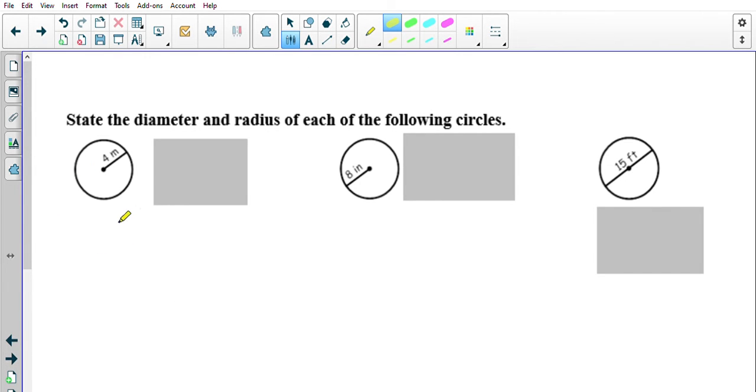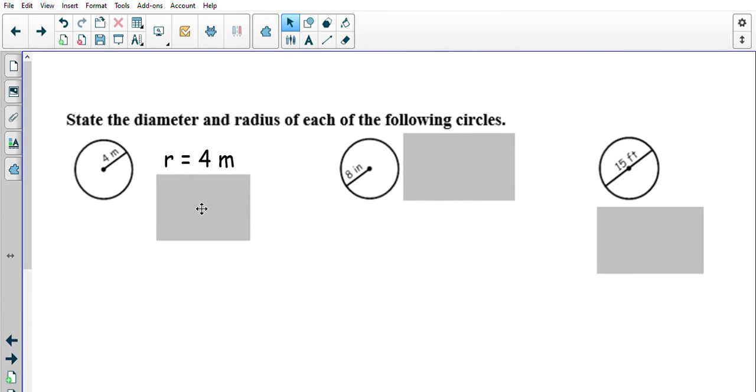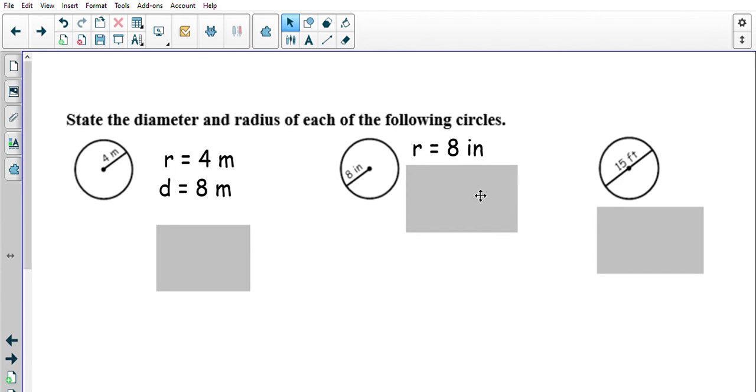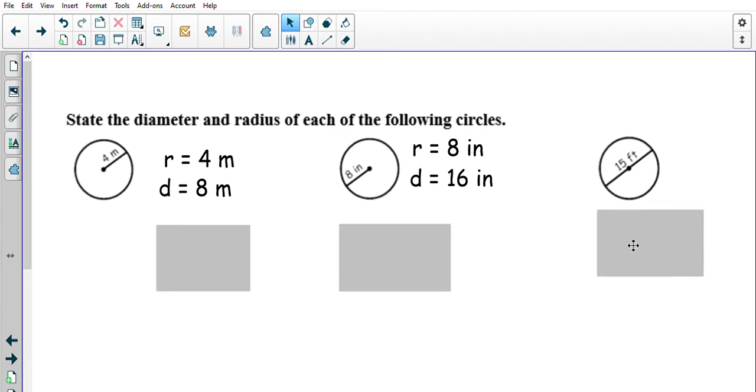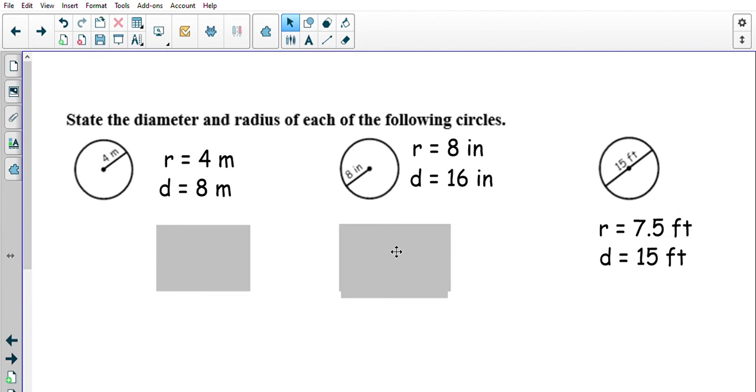So looking at our first example, what's given to us? Hopefully you recognize that the radius is given to us. It's 4 meters since it goes from the center to the outer edge. What does that make the diameter? If you're thinking 8 meters, you're absolutely correct, because remember the diameter is twice the radius. In the second example, or the middle example here, we're given the radius again. That means the diameter is going to be 16 inches. In our last example, we're actually given the diameter. The radius is half of that, so half of 15 is 7.5. So we're given the diameter of 15 feet. The radius is half of that, which is 7.5 feet.